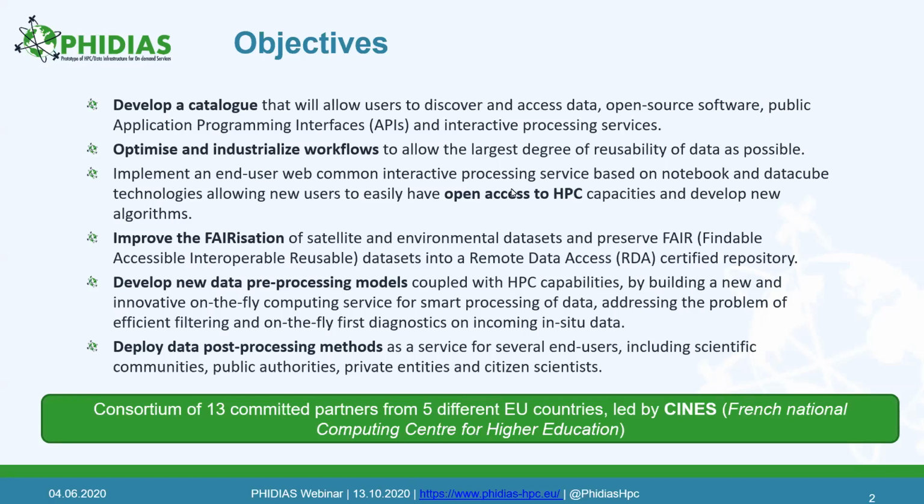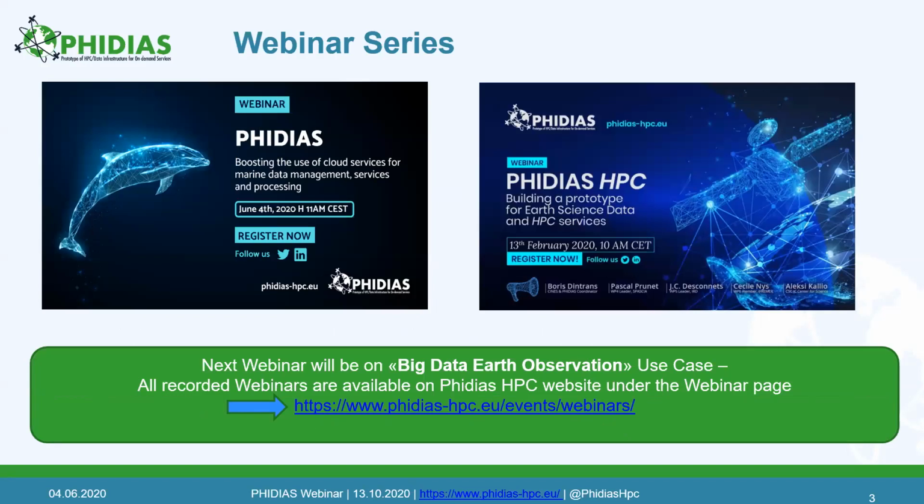In pursuit of these objectives, we have set up a series of webinars this year. We started in February with a general webinar on the overall initiative, and then we decided to focus more on the 3 use cases that PHIDIAS scientists and researchers are trying to put in place in the context of the project. The 3 use cases are dedicated to ocean data, big data Earth observation, and the intelligent screening of satellite data. That is the subject we are going to tackle in this webinar today. As you can see here, these webinars are completely and freely available on the PHIDIAS website, and we are going to organize a third one on the last use case in December.